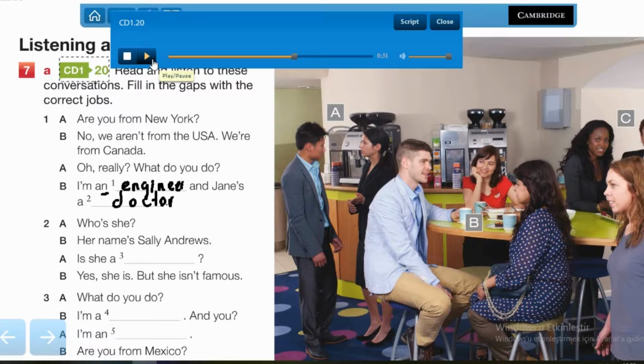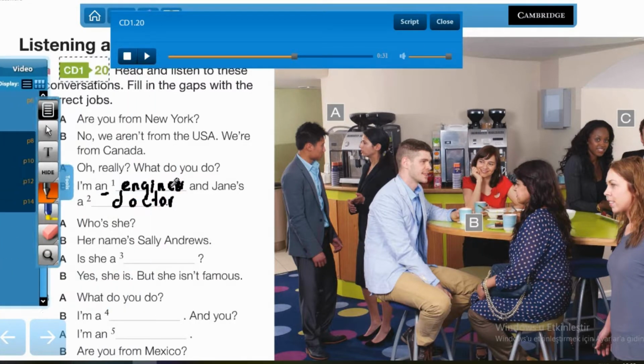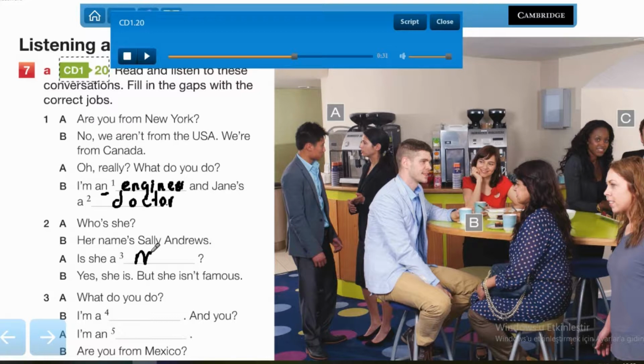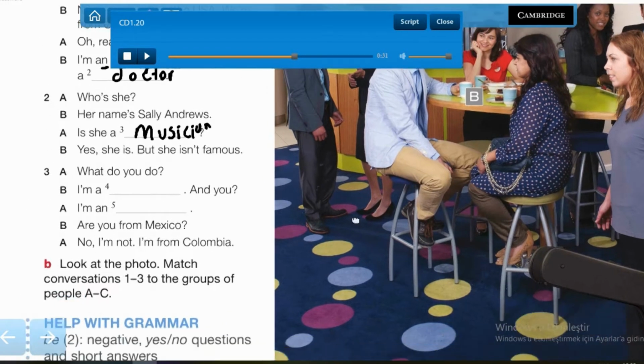So, who is she? Her name's Sally Andrews. Is she a musician? Yes, she is, but she isn't famous. She isn't a celebrity. Not everybody knows her. Let's write the job here. Is she a musician? And the answer is yes, she is, but she's not that famous.